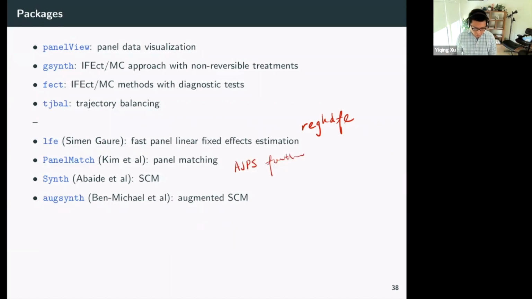And the synth package for synthetic control, of course, is very useful. Augmented synthetic control is also pretty well maintained by Ben Michael and co-authors. And yeah, that's it.